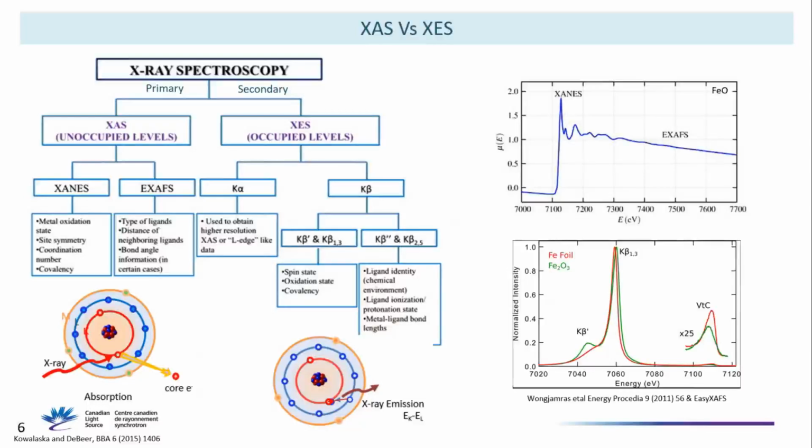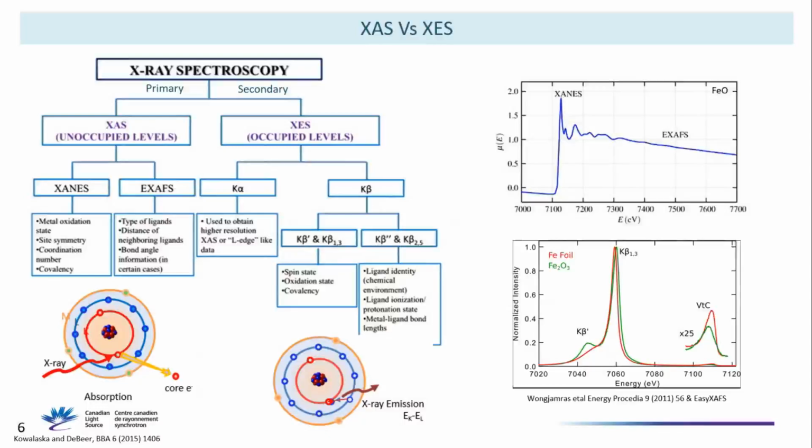That can give information about the bond angle and distance of neighboring atoms. And then in XES, for example, K alpha, this line is normally used for reference. It's a very sharp peak. And K beta has K beta prime and K beta 1,3. These two states are very sensitive to spin. So high spin, low spin. If there is a high spin to low spin change, then there is a shift in the energy, and we can easily find out. And also the oxidation state: if the oxidation state is different, then the peak will be shifted. So you can easily find out if there is any oxidation state change.